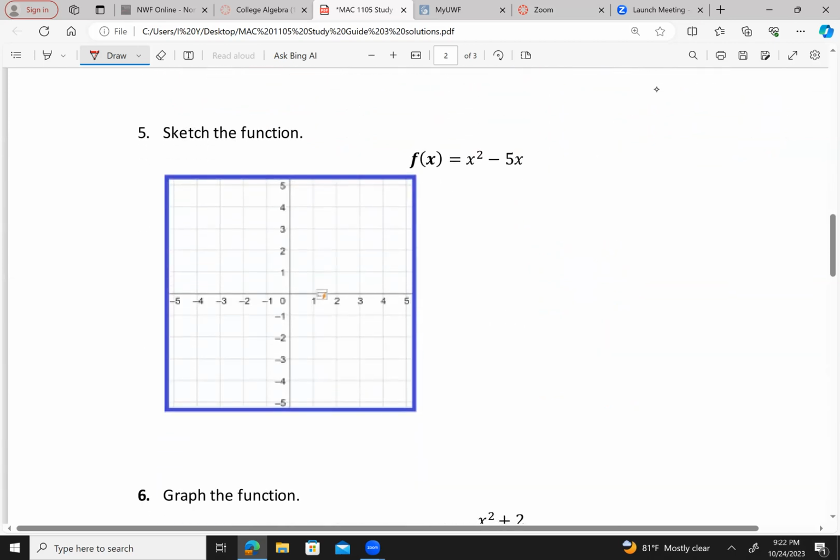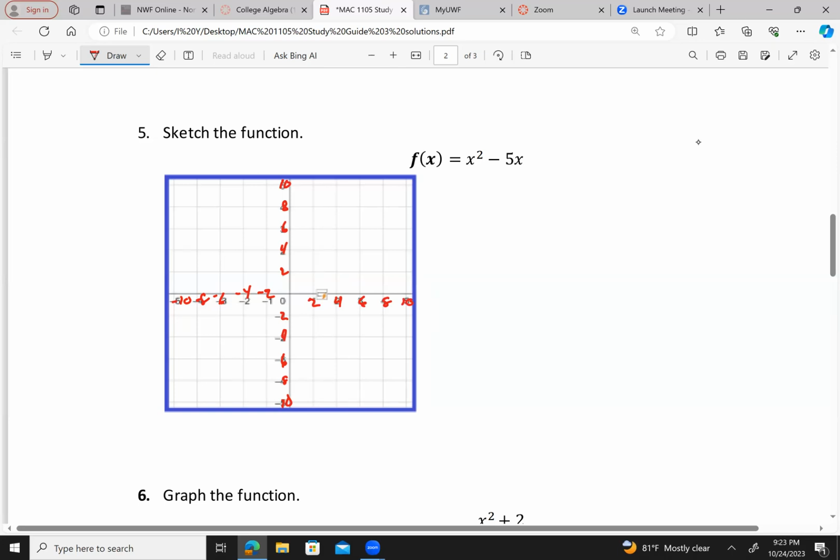Sketch the function. There are multiple ways we can do this. It is a parabola, and unfortunately, it's a little bit off the graph. But that's okay, we can work with this. How about we just make these 2, 4, 6, 8, and 10, and negative 2, 4, 6, 8, 10 on the other side. That way it'll fit.